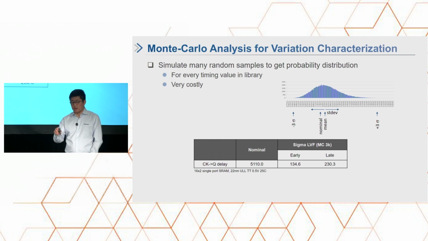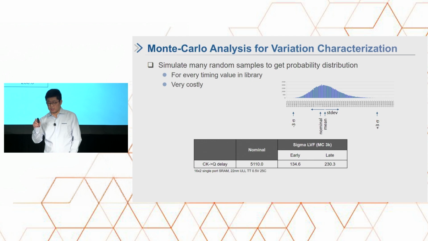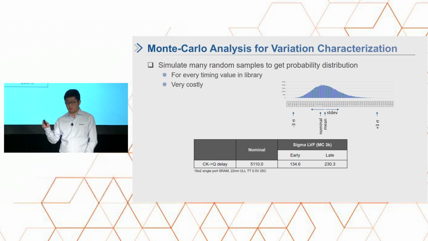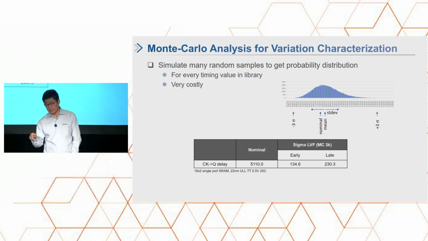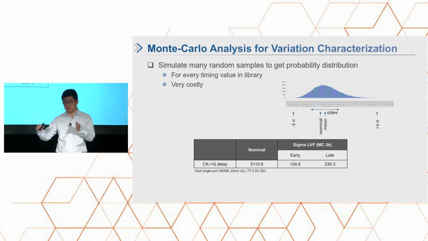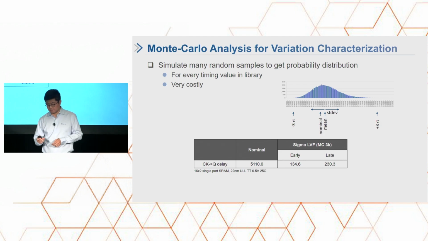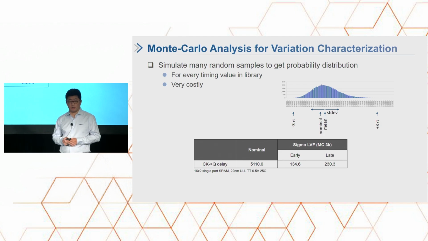And here, we take a delay arc, and we can see the distribution. We take the early and late 3 sigma points from 3,000 Monte Carlo samples, and we get 134 picosecond for early and 230 picosecond for late. So early and late means how much it shifts from the nominal delay. And you can see early and late are not symmetrical. We have a long tail at the right-hand side, which is late side. So we need to capture that as well.